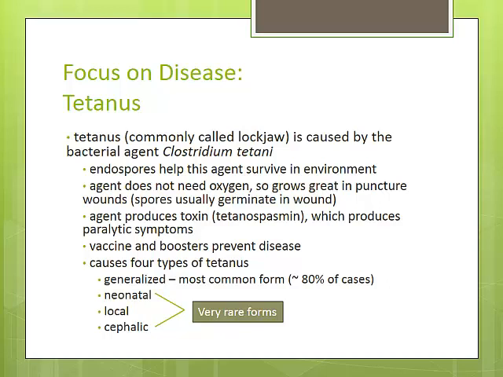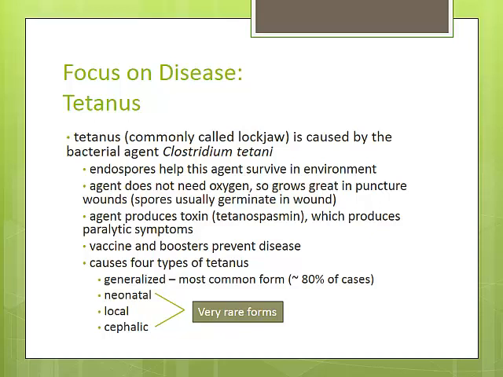This agent doesn't need oxygen, so it grows great in puncture wounds. And that's usually how this goes. You are outside, you step on something, you get a puncture wound. The endospore was helping the agent survive in the soil, and now it's introduced into the wound, which is a nice anaerobic area. The spores usually germinate in the wound, meaning they found favorable conditions, and they go back to being a vegetative bacterium. Then the organism grows, and in the process it produces a toxin known as tetanospasmin. This tetanospasmin produces the very characteristic paralytic symptoms of tetanus, including causing lockjaw.